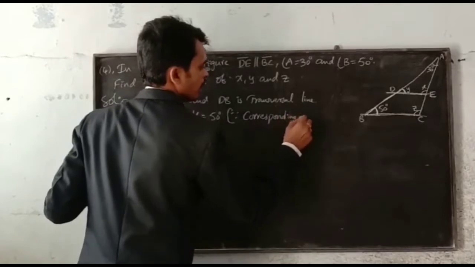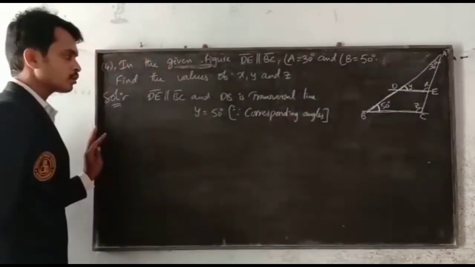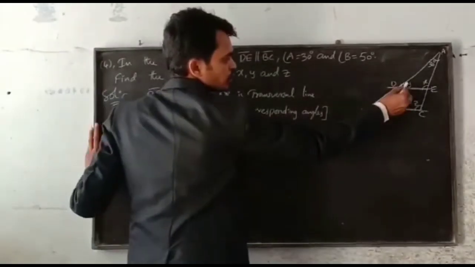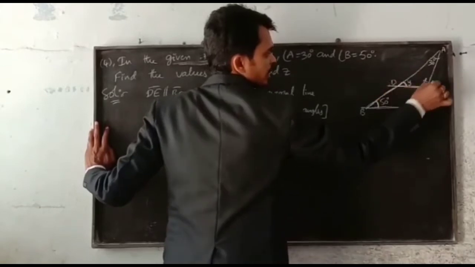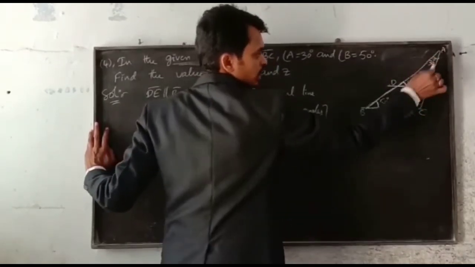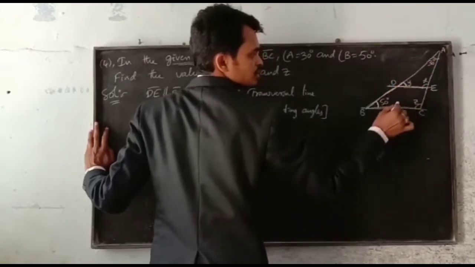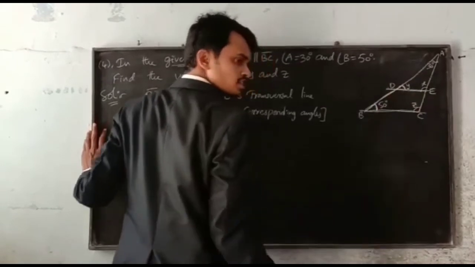Corresponding angles, since corresponding angles are equal. So now we know this value and we know this value. In triangle ADE, we know angle A and angle D. The sum of the three angles is equal to 180 degrees. Of these three angles, two we know, so the third angle we can easily find.